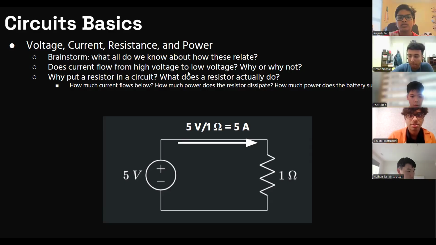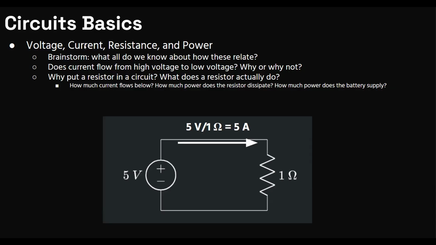Sorry, Ayush, yeah. For me, first of all, I use Ohm's law to figure out that it's 5 amperes, and then after that you would just multiply the voltage and the current, and then you would get 25. Yeah. So there you go.